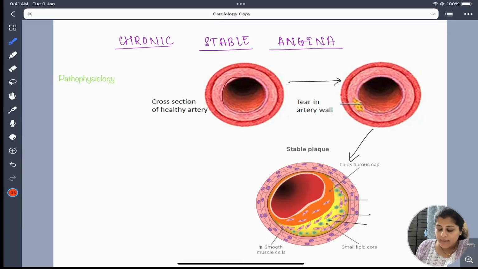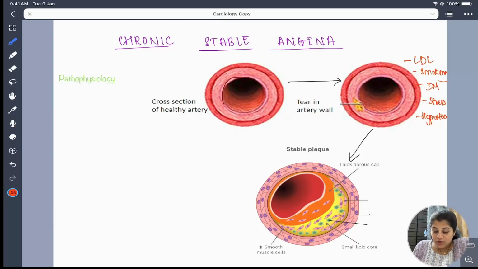Okay, now what happens due to some injury? The injury can be due to LDL. The injury can be due to smoking. The injury can be due to diabetes mellitus. The injury can be due to stress. Or the injury can be due to hypertension. So any of these factors can injure the artery wall. Can you see this, the yellow color? So now when there is injury to the artery wall, what happens?